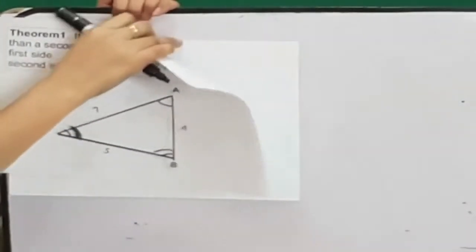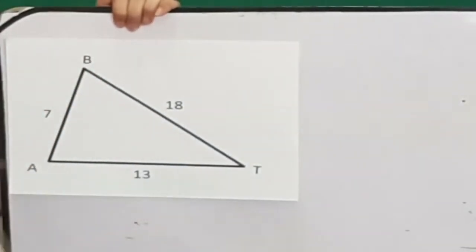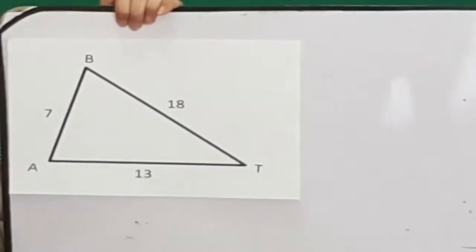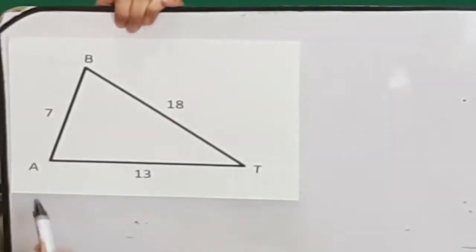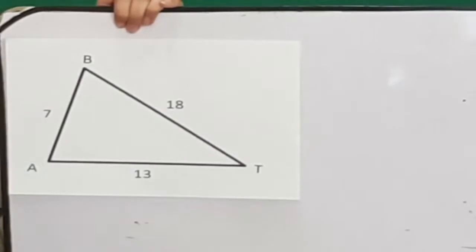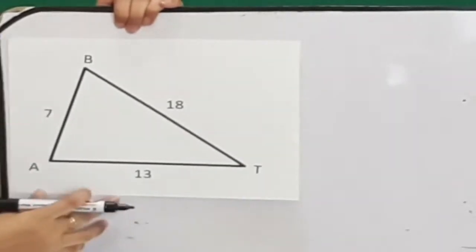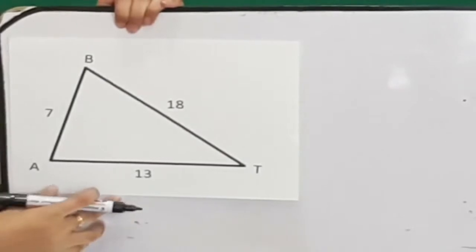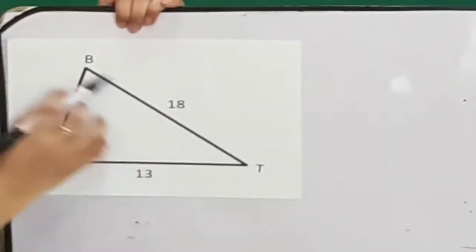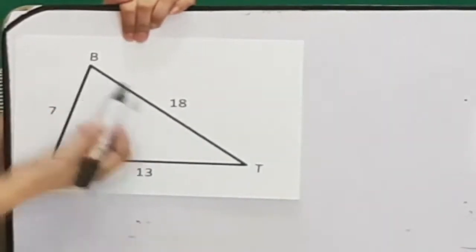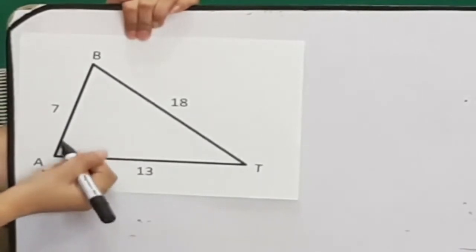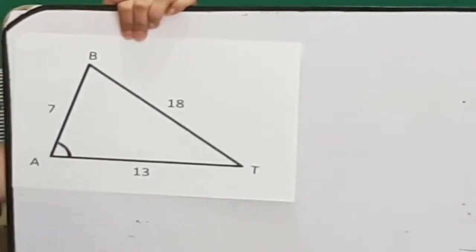Now, let us apply this theorem, class, in our example. Okay? So, take note. The longer the side, the larger the angle. The shorter the side, the smaller its opposite angle. Okay? So, we have here triangle TBA. What do you think, class, is the largest angle in this triangle? It's very obvious that the longest side is this side, BT or TB, which measures 18 units. Okay? And then, the opposite angle of this side is angle A. So, we can say that angle A is the largest angle.